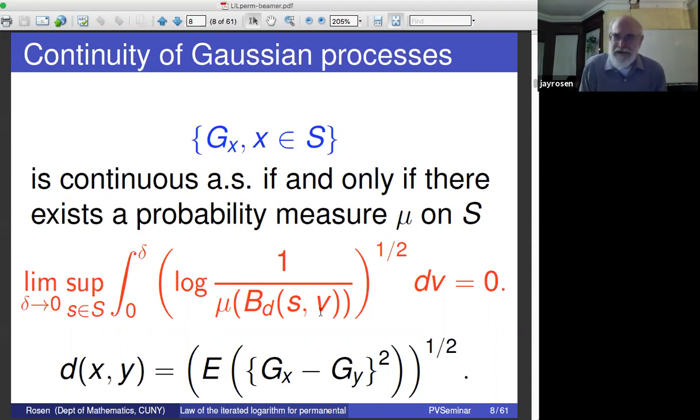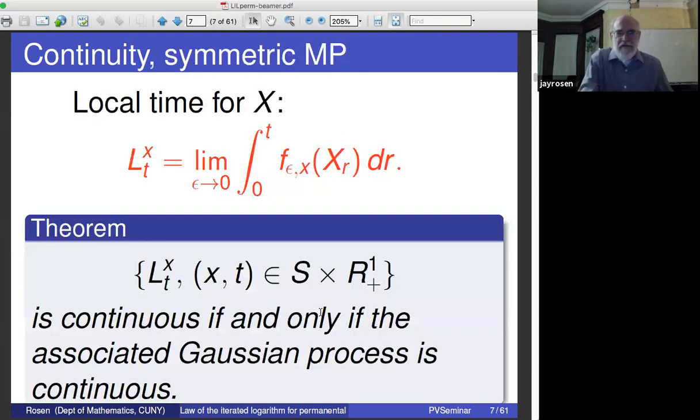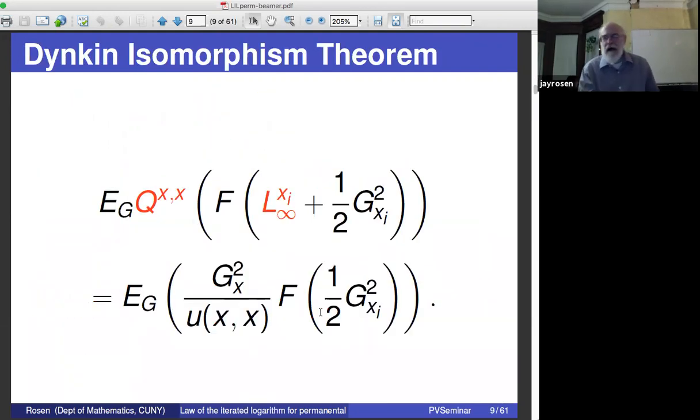So how did we get this? This is the result that I mentioned, the if and only if. This is the result that Michael Marcus and I obtained when we both came, I came in '86 to City University, and he also came at that time. I was interested in local times, and he was an expert in Markov processes. And we were able to put this together because of what's called the Dynkin Isomorphism Theorem. It relates the total local time of the Markov process with the associated Gaussian process.